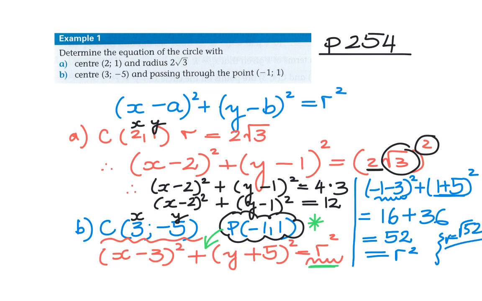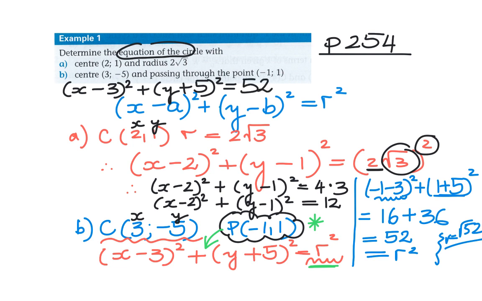But they're not asking us to find r. They say state or determine the equation of a circle. So in question B, my circle will be (x − 3)² + (y + 5)² = 52. Either look again at page 254 or play this video again, but it's a simple example of how to find the equation of a circle.